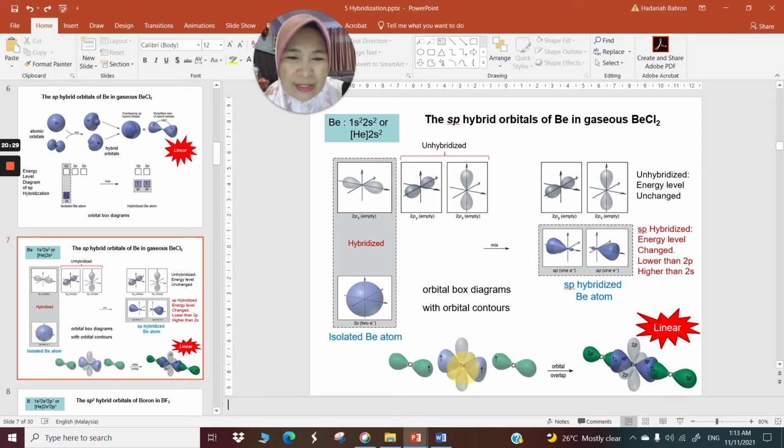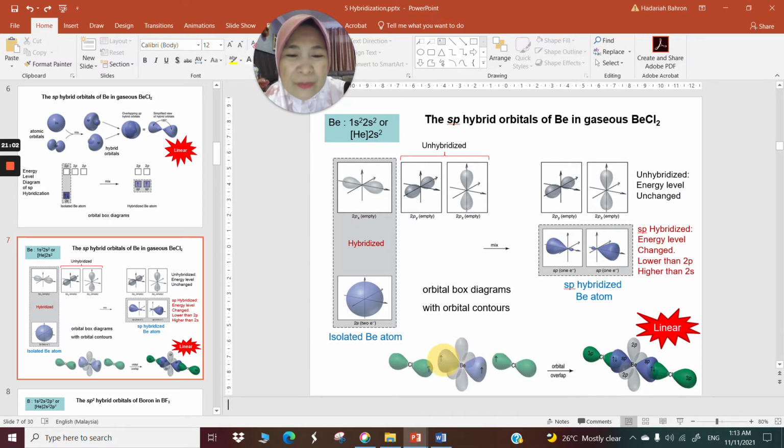What you're going to see is this thing at the bottom. This beryllium right there in the middle. This is your sp hybrid orbital on the left. That is your sp hybrid orbital on the right. This one that is from top to bottom, that's your 2pz unhybridized. And the other one is this one here. It is actually your 2py unhybridized.